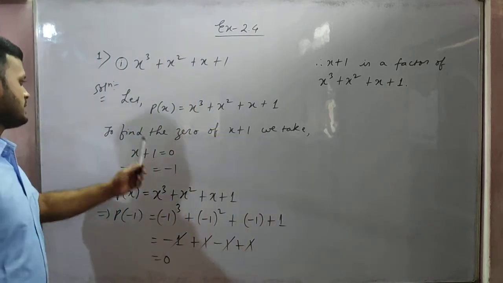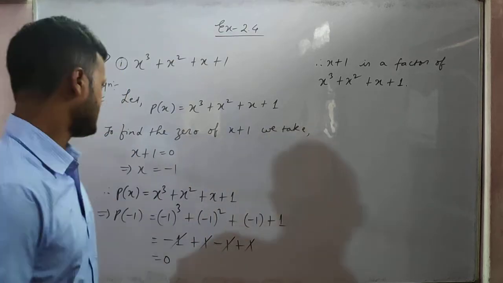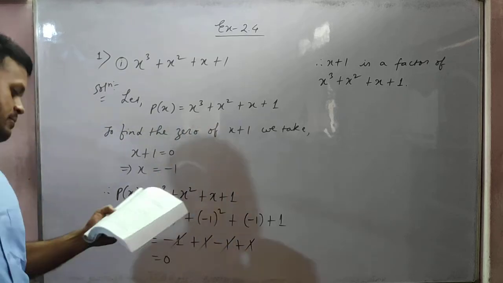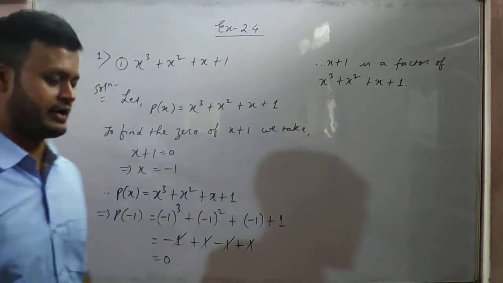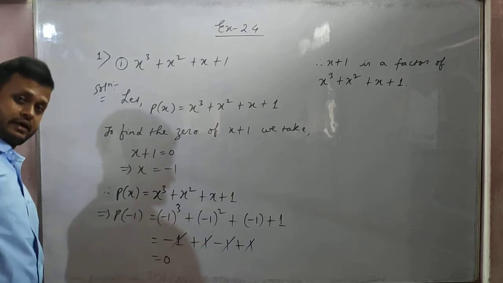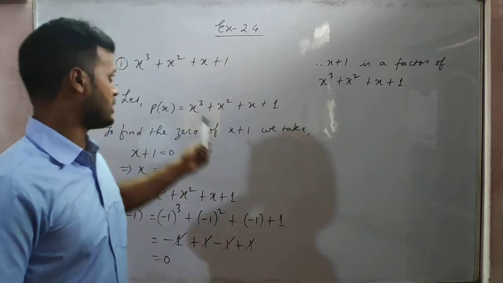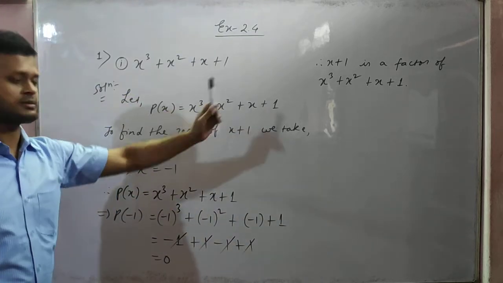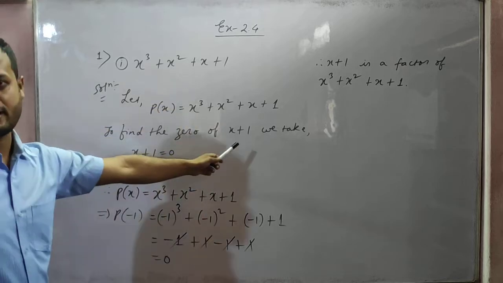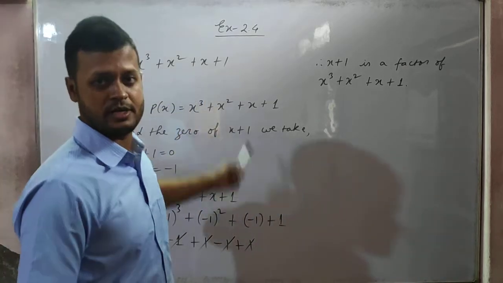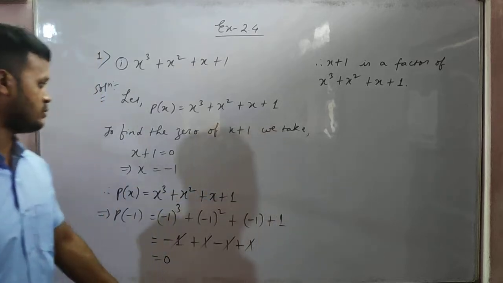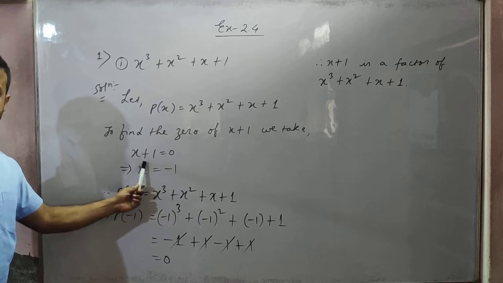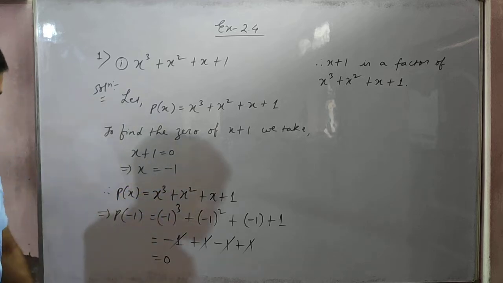To find the zero of x plus 1 we take... now we have to determine which of the following polynomials has x plus 1 as a factor. That means we have to check whether x plus 1 is a factor of this polynomial, isn't it? Now to find the zero of x plus 1, we take x plus 1 equal to 0. The plus 1 we take to the right hand side, it will become minus 1, isn't it?